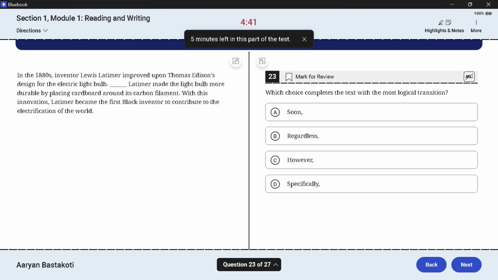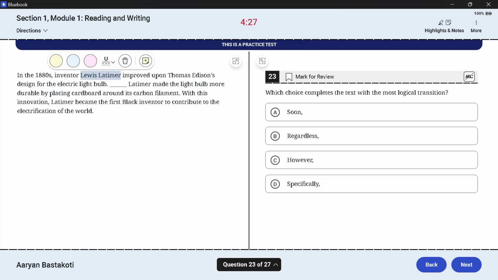This line seems to have specified, given an example, how Lewis Latimer improved the electric light bulb. So specifically seems like the right answer.